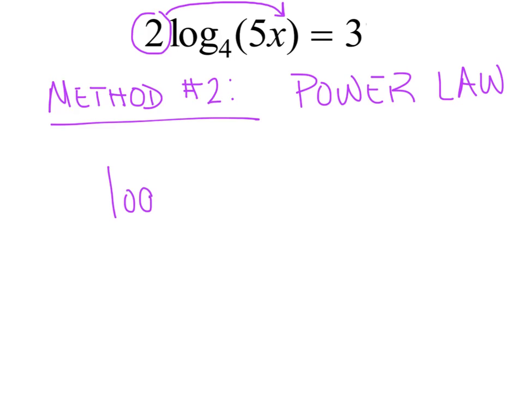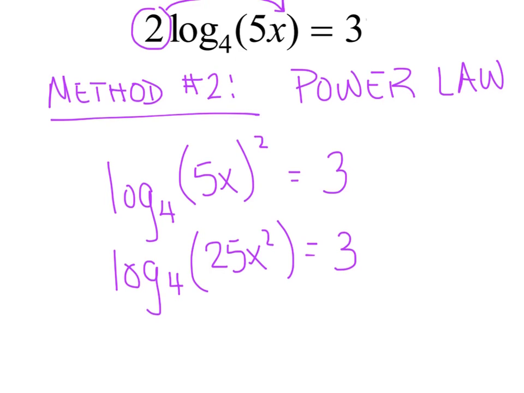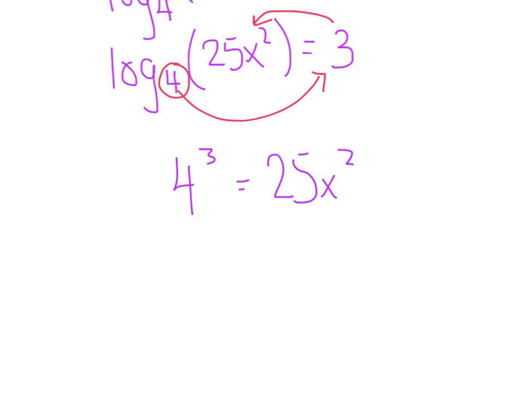So I've got the log base 4, and then the entire quantity, 5x, is being squared. Okay? And what does it mean if I square both of those terms? That means I get 25x squared equals 3. And now I'm just going to go around the world here. I'm going to say that 4 raised to the third power equals the quantity 25x squared. 4 to the third. What is 4 to the third? Hopefully we're feeling comfortable with that. That's just a 64.